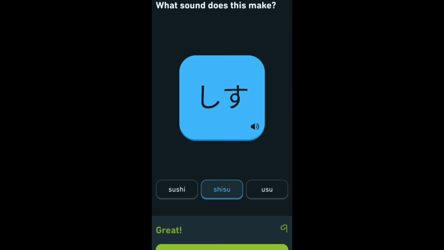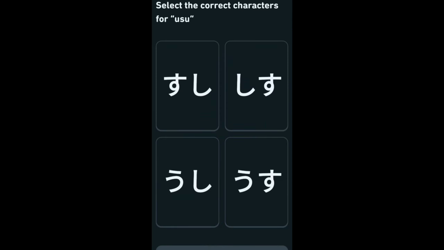Now, if you read it, it's shi and su, 2 characters. Shi, su. So it can't be sushi because that'd be the opposite way around. If you know your characters, you can get everything right. What is usu? Usu. Try and imagine the characters in your head. Yes. Usu. Fourth one.